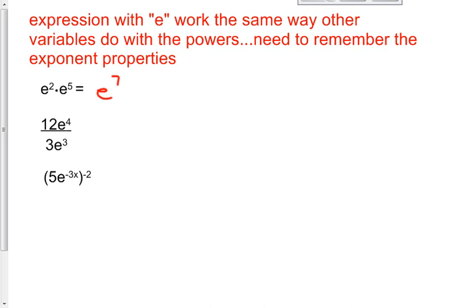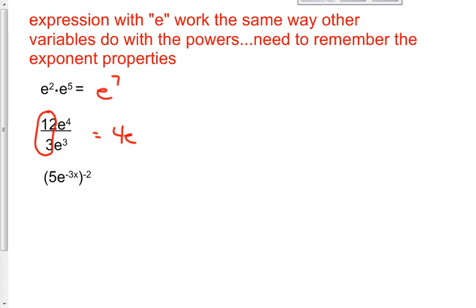Quotient property, remember, says to subtract your powers, but if you have constants in the front, remember to divide those. 12 divided by 3 is 4, and then use your quotient property, which says to subtract the powers, e to the first.